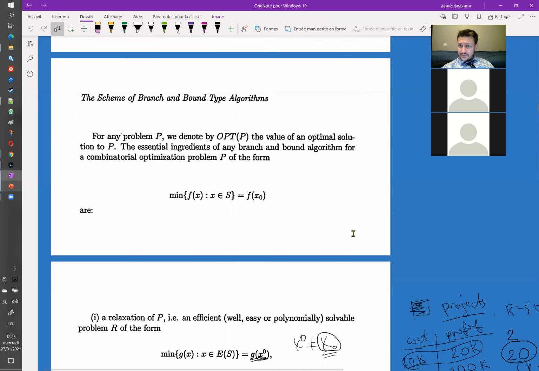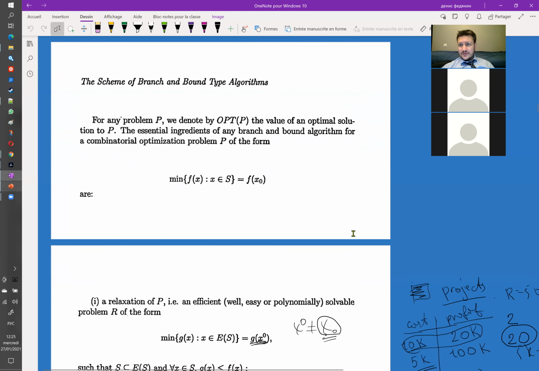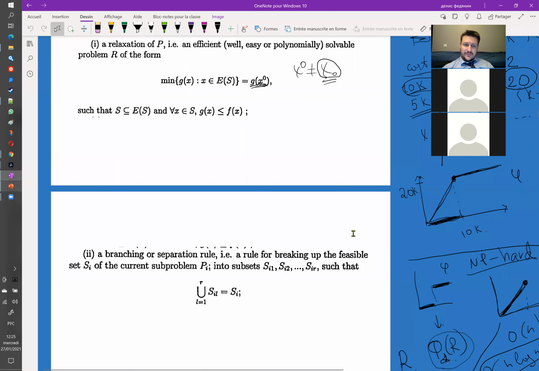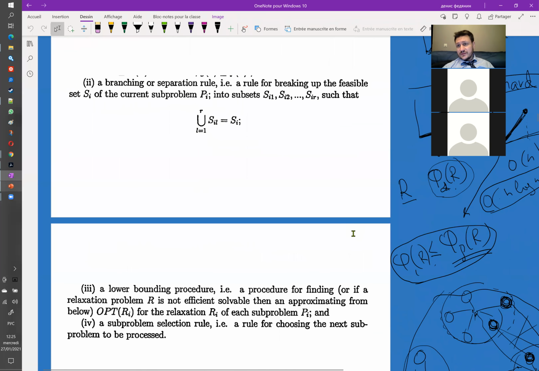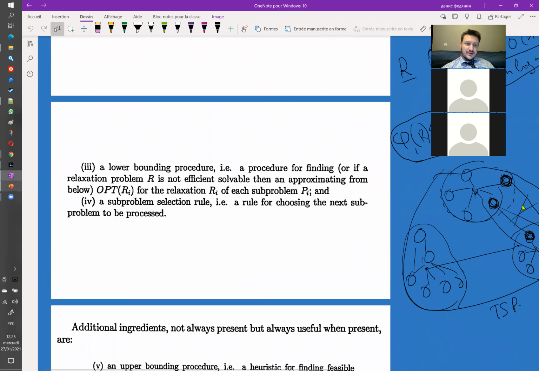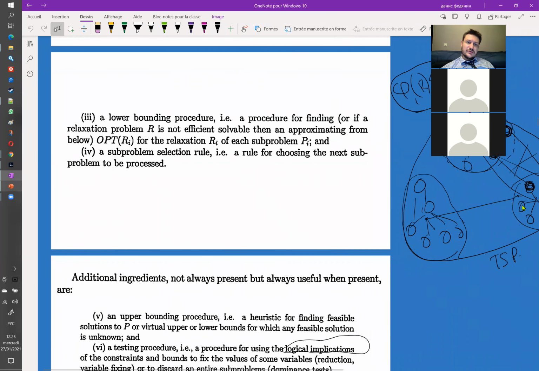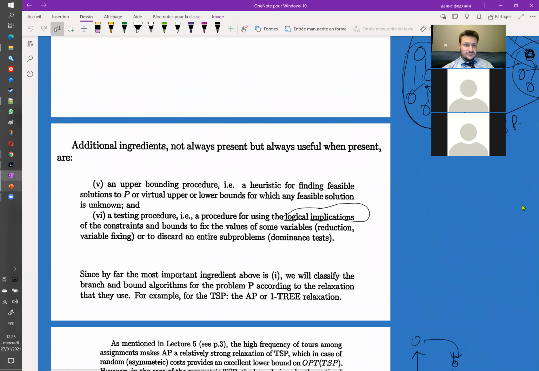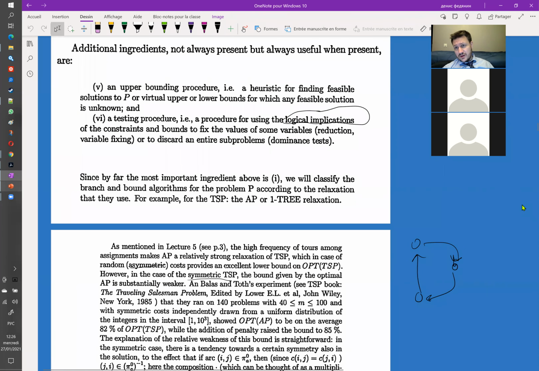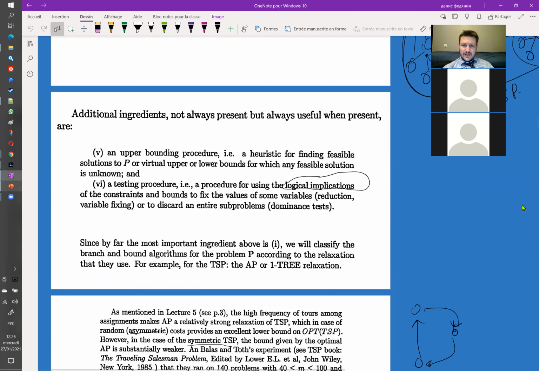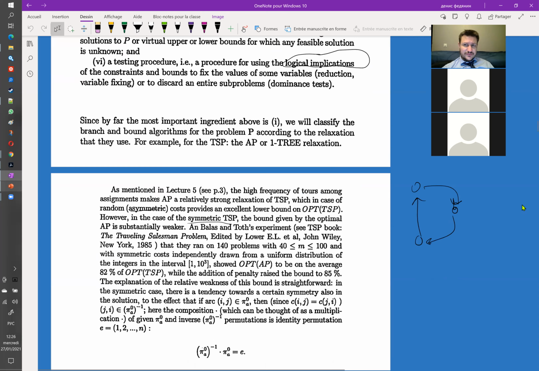Okay, this is the scheme. So we have such optimization, and we have such approximation, and we can have a partition here, a lower bound procedure, and a subproblem selection rule here. Sometimes we need an upper bound procedure. We didn't discuss the testing procedure. We will discuss it, or in some cases we will try to discuss it later, because logical implications are very important for many things.